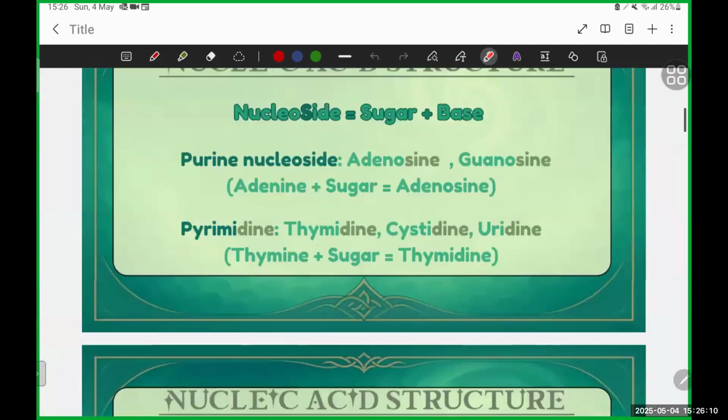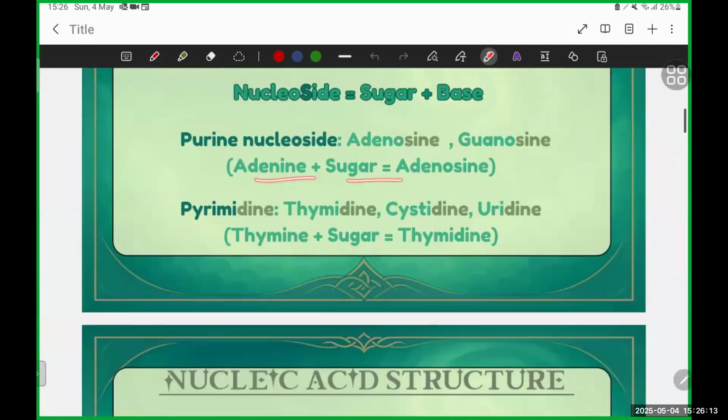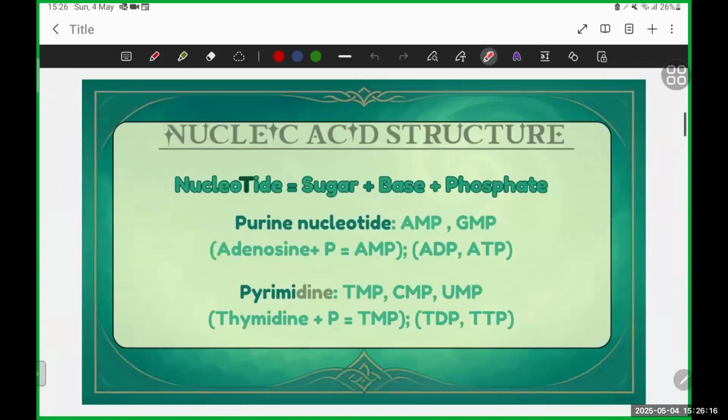After the nucleoside, we have the base and the sugar. Now we need to add our phosphate. When we add our phosphate to this, it turns into AMP, GMP. It depends on how many phosphates you add. If you add one phosphate, it's monophosphate. If you add two phosphates, it's ADP, diphosphate. If you add three phosphates to it, it's ATP. And we all know ATP. For pyrimidines, if you add one phosphate, it's the same thing.